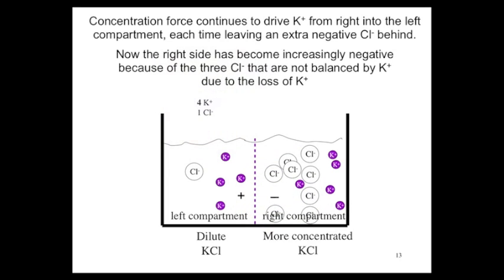Now the right side has become increasingly negative because of the 3 chlorides that are not balanced by potassium due to the loss of potassium. So now the left side has 4 positive potassiums and 1 negative chloride, 3 net positive charges, but the right compartment, which we want to pay attention to, has only 5 potassiums but 8 chlorides, that is 3 negative charges. There are the 3 extra negative charges.